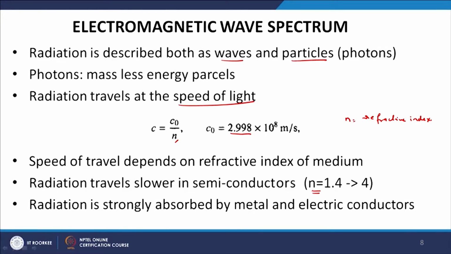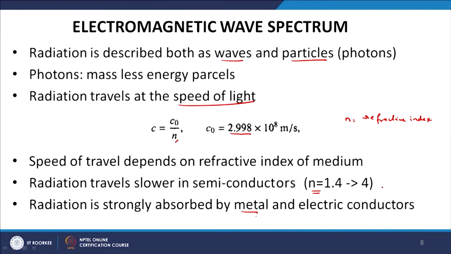In vacuum, the speed is almost 3 times 10 to the power 8 meter per second, but when the same light or electromagnetic radiation travels through a semiconductor, where the refractive index may be 1.4 to 4, the speed will be significantly lower. So, the speed of light will be less than the speed in vacuum, and semiconductors also strongly absorb radiation. Metals are electrical conductors and have free electrons. So, wherever the material contains free electrons, radiation will be strongly absorbed.